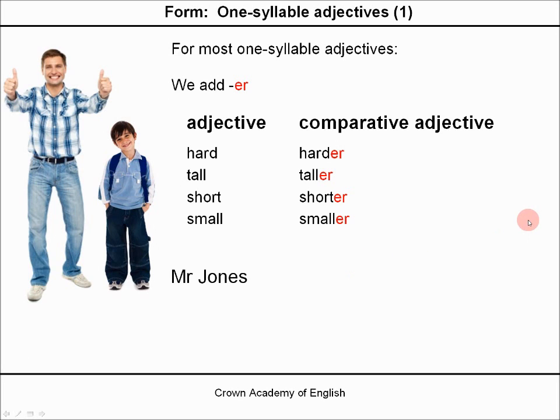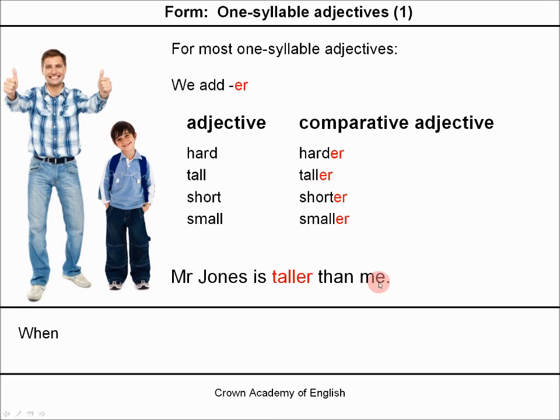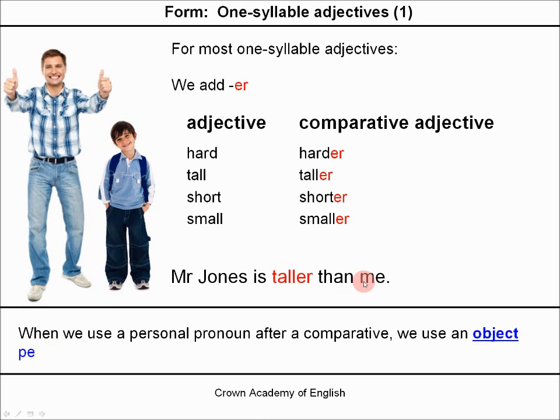Example: Mr. Jones is taller than me. Notice here we have used a personal pronoun, me. So there is a rule here. When we use a personal pronoun after a comparative, then we use an object personal pronoun. And the object personal pronouns are me, you, her, him, it, us, and them.